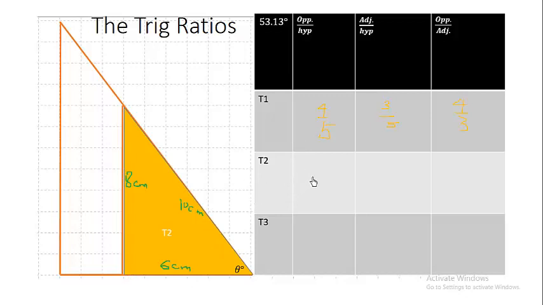Then now let's take the ratio opposite over hypotenuse, which will give us 8 over 10, and this will simplify to 4 over 5. Now adjacent over hypotenuse will be 6 over 10, and this will simplify to 3 over 5. Then the opposite over adjacent will be 8 over 6, and this will simplify to 4 over 3.